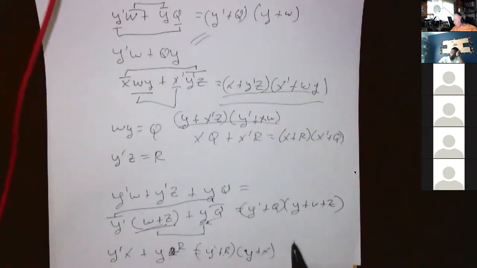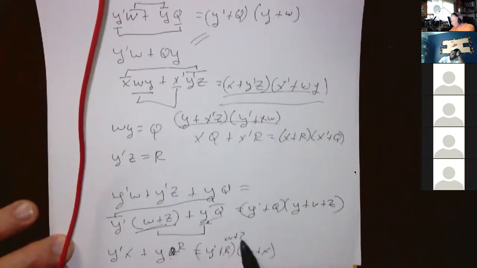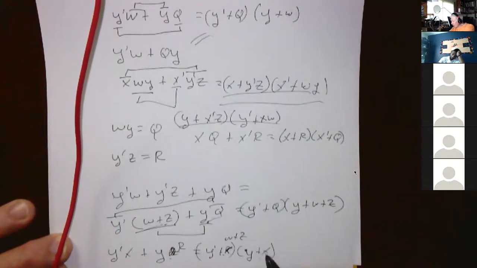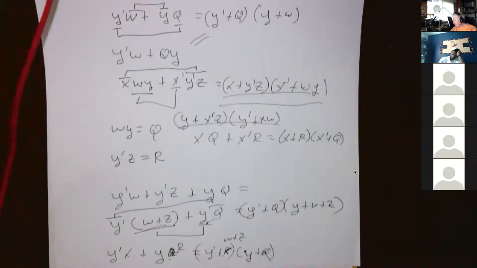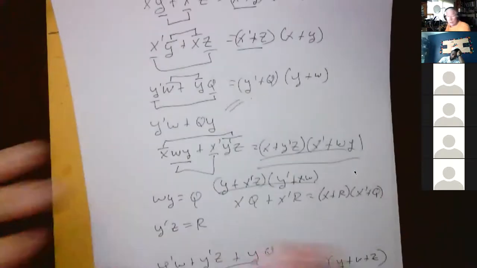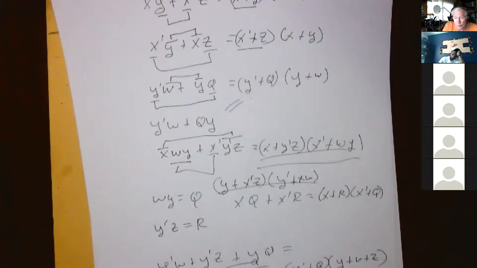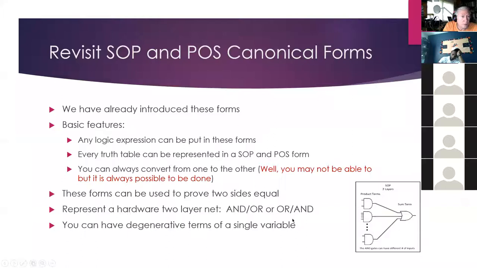X is just W plus Z, so that's W plus Z here instead of X. And R is just Q. I'm starting to see it. Okay. All right. So it takes a while playing with these for sure. No question about it. All right.